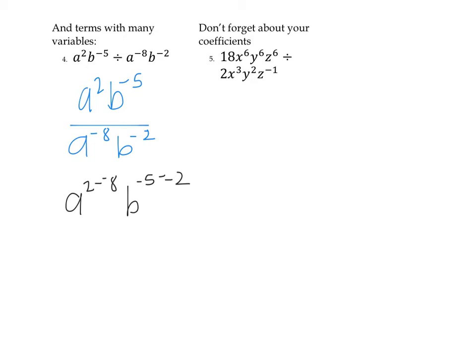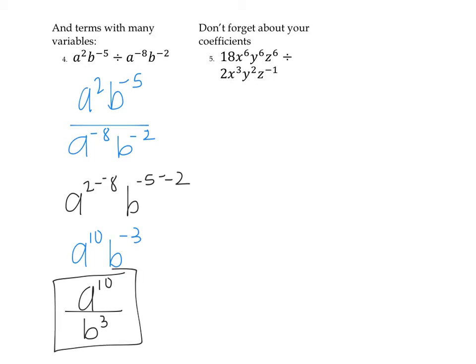Okay, so a squared minus negative 8 is going to be a plus 8, or 2 plus 8, which will be a to the 10th. And then you've also got b to the negative 5th minus negative 2, so we'll be adding 2. So that'll be b to the negative 3. I think I said a. It's b. You'll notice b is negative, so we need to move that term down, which we did before. So a to the 10th, b cubed at the bottom now. And that's our final answer for that question.